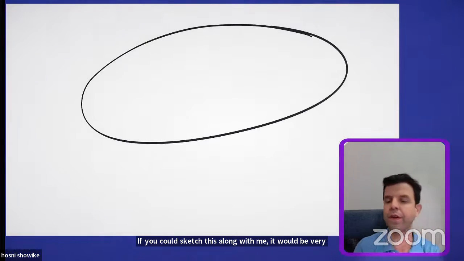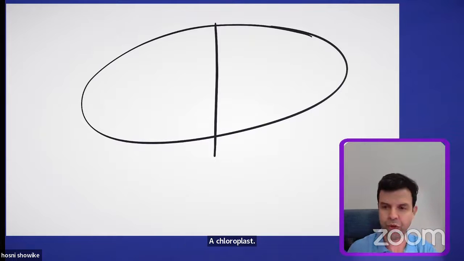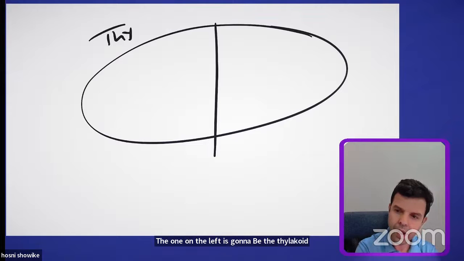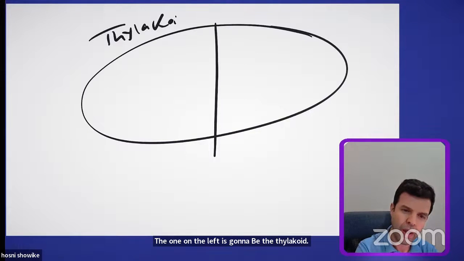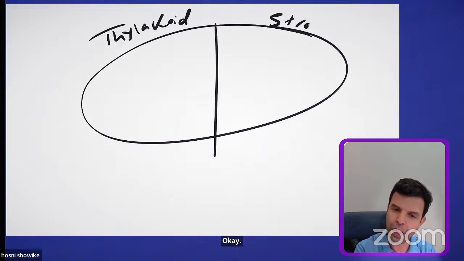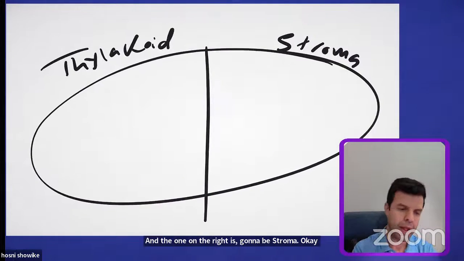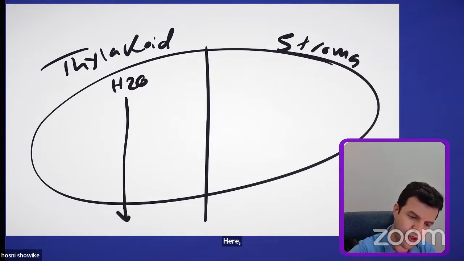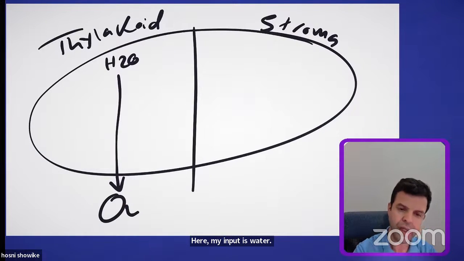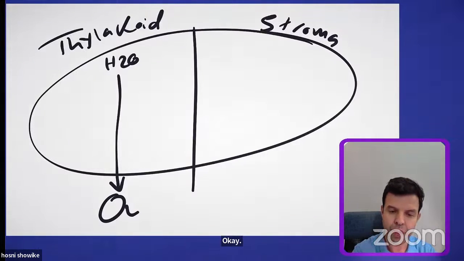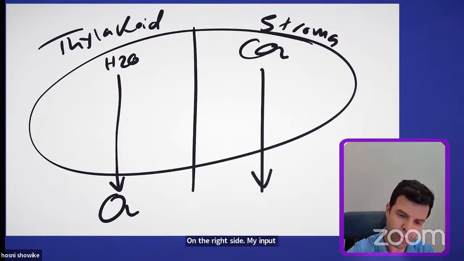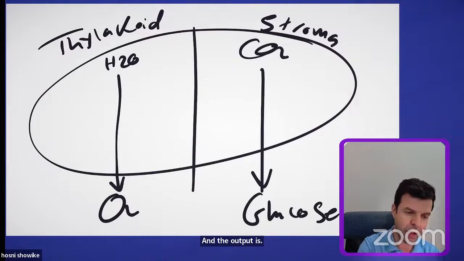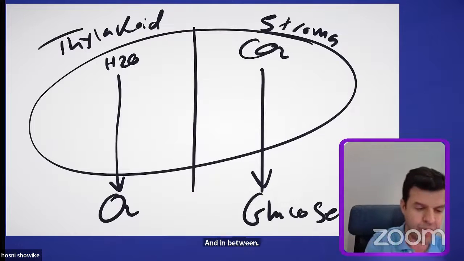So again, a chloroplast we divide into two parts. The one on the left is going to be the thylakoid. Okay? And the one on the right is going to be stroma. Here, my input is water and the output is oxygen. On the right side, my input is carbon dioxide and the output is glucose. And in between, we have materials moving left and right.